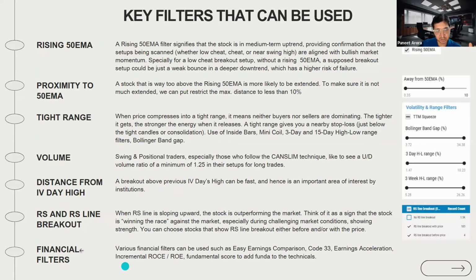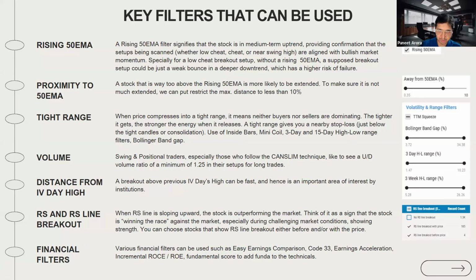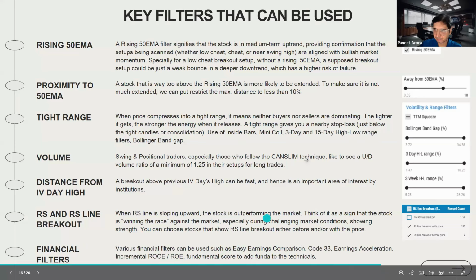Then you can further shorten the list using the financial filters. Stocks that are showing easy earnings comparisons. Easy earnings comparison is when the company is expected to give a blockbuster quarter earnings in the coming quarter. Code 33, earnings acceleration, incremental ROC and ROE. I mean, all these fundamental filters will make sure that you are adding fundamentals to your technicals. So, having a techno funda approach.